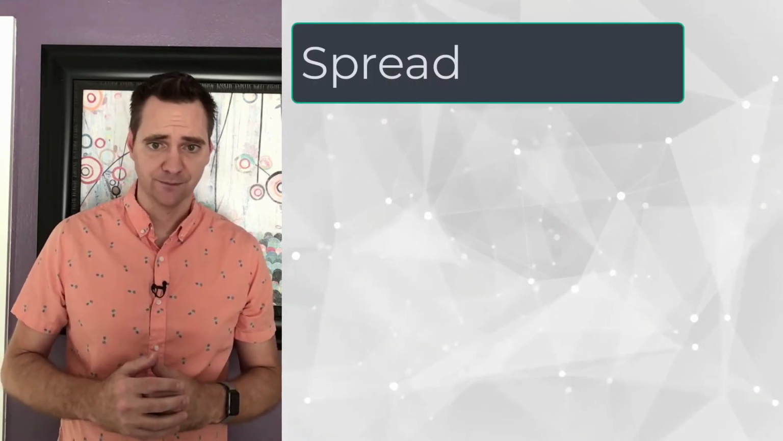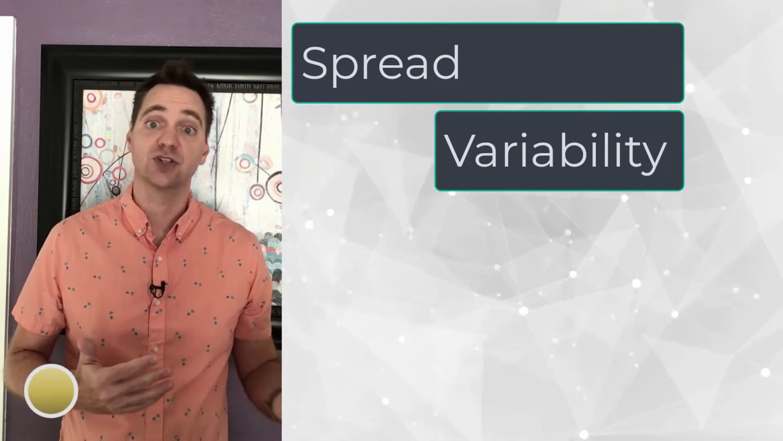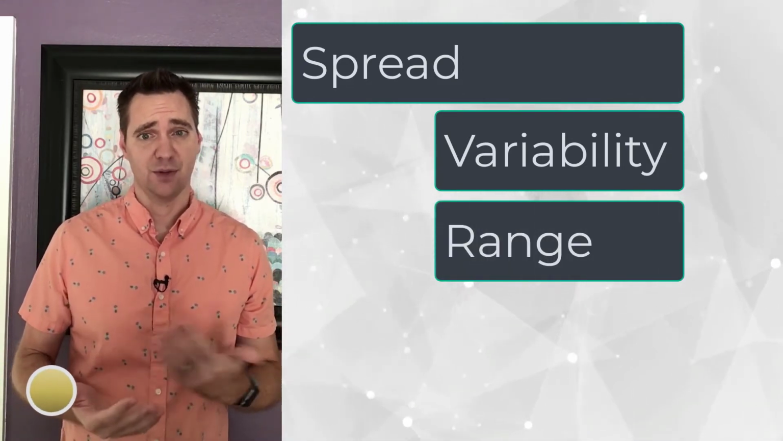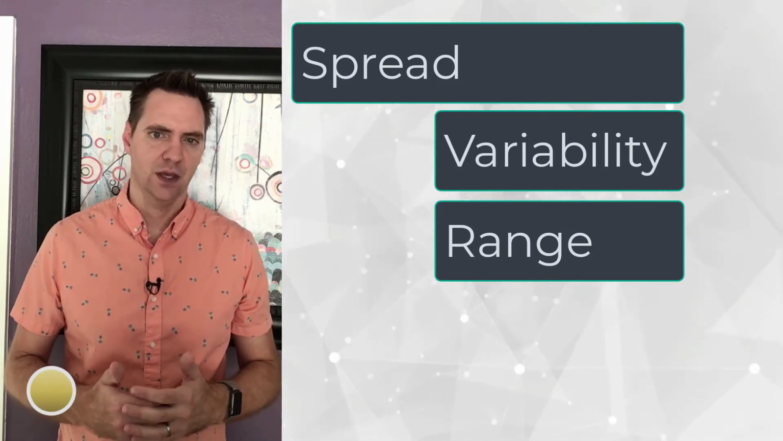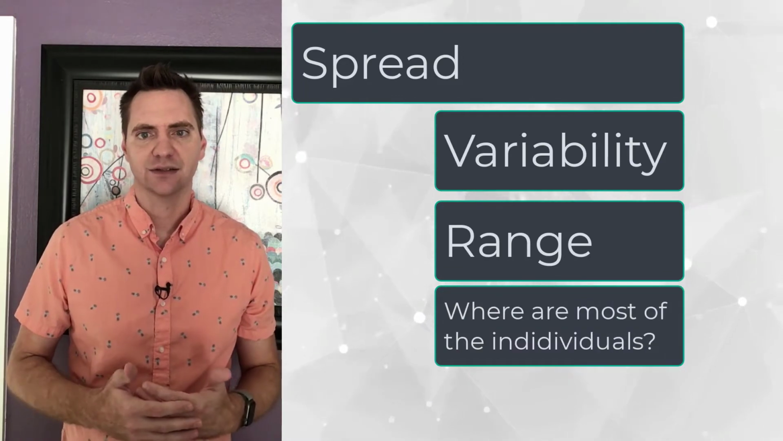Lastly is spread. Spread describes the variability, or how each individual varies from each other. For now, you can talk about things like range by examining the minimum and maximum values in a data set. You can also identify if there's a big clump. Where did most individuals land?